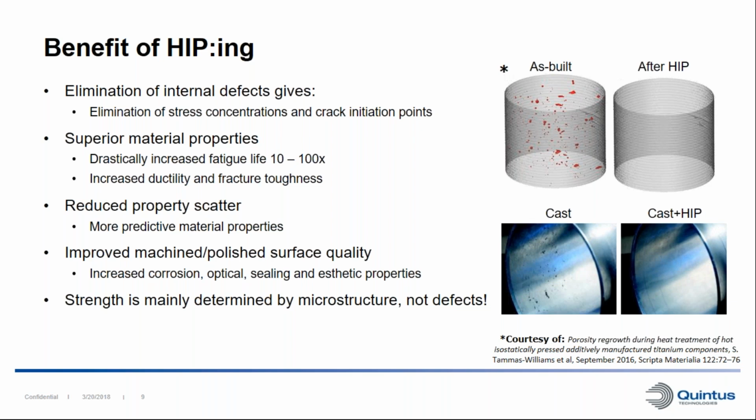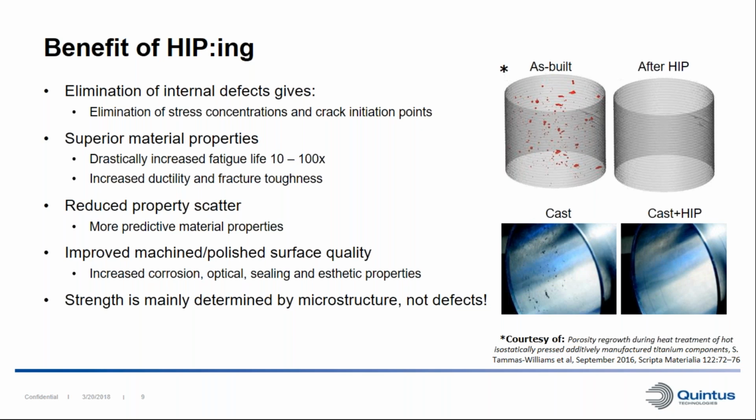So this is quite important when it comes to corrosion properties, optical properties, any type of sealing application, and also aesthetical properties. For example, HIPing is actually used within the jewelry industry and luxury watch industry, where they are HIPing MIM parts and cast parts to be able to produce very perfect surfaces.